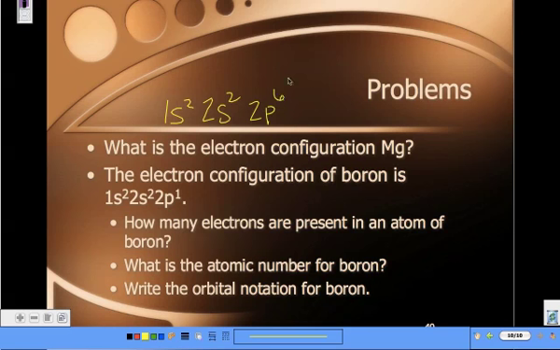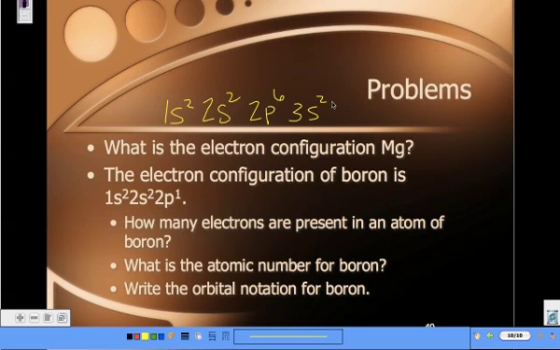Then what comes after neon? Sodium, and that is what sublevel? 3s, and we count both because we're going to magnesium, so 1, 2, 3s2, and since we've reached magnesium, we stop there. So that would be the electron configuration for magnesium.